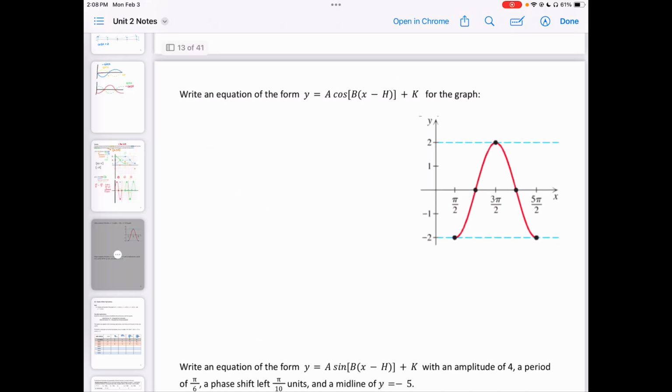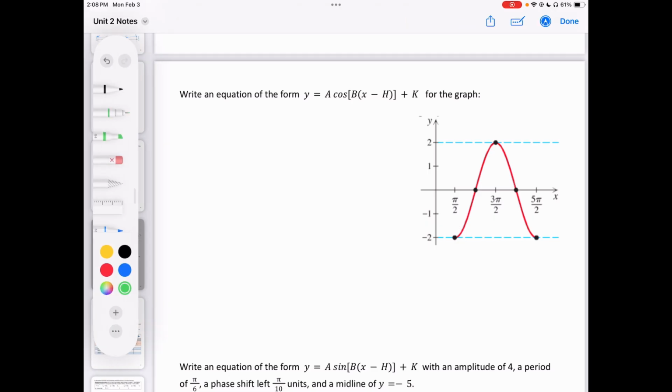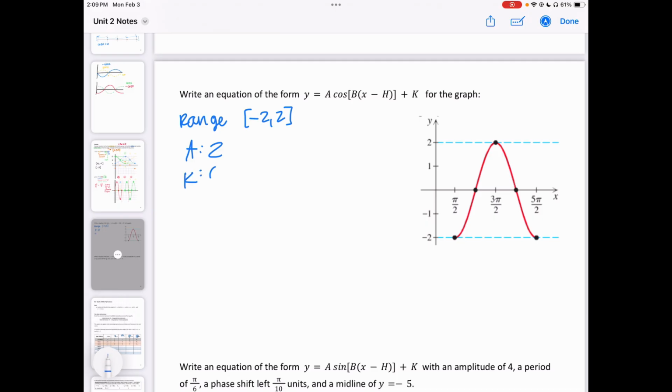All right. Finally, let's write an equation for this guy. We have a graph that looks like it's a peak at 2 and a minimum of -2, which tells us that our range is from -2 to 2. That gives you an amplitude of 2 and a vertical shift of 0, right? Because we can tell we haven't moved up or down.